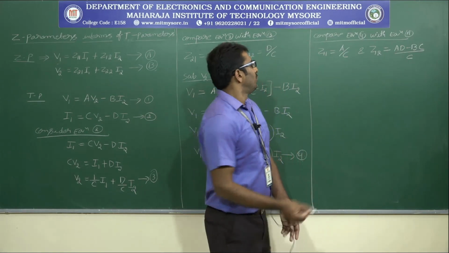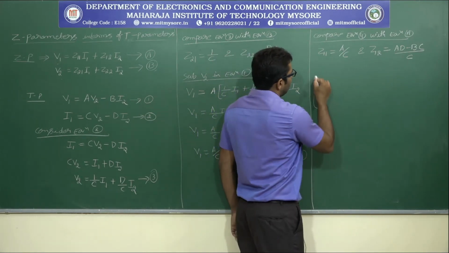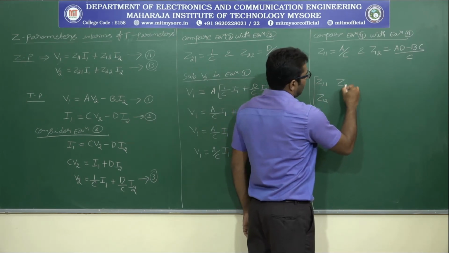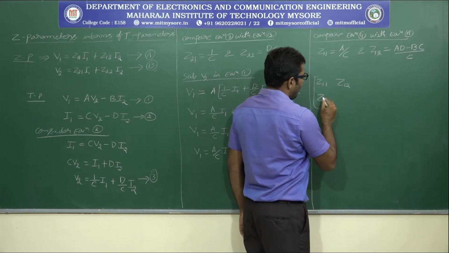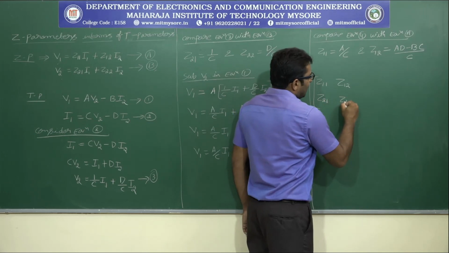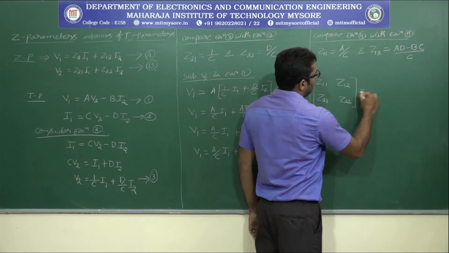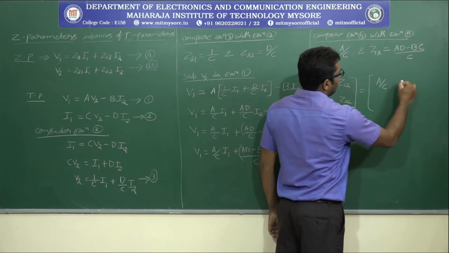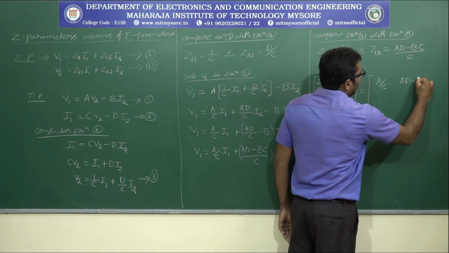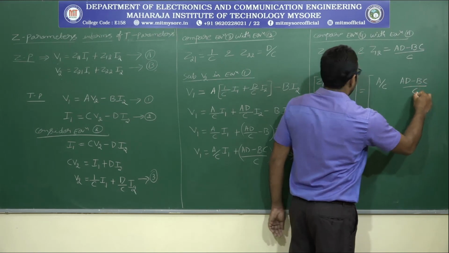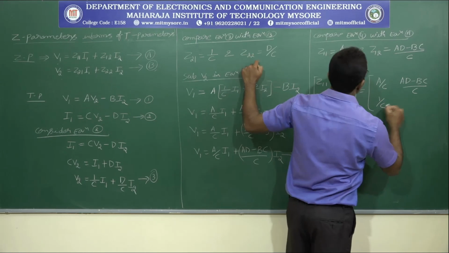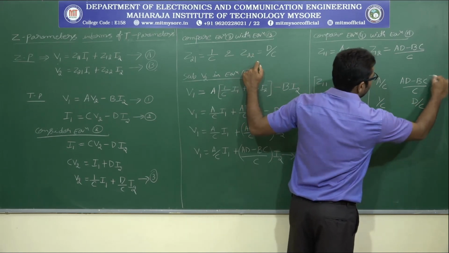Then finally, don't forget to write it in the matrix form. Z11, Z12, Z21, Z22 is equal to, what is Z11? A by C. Z12, AD minus BC by C. Z21 is equal to 1 by C, Z22 is equal to D by C.